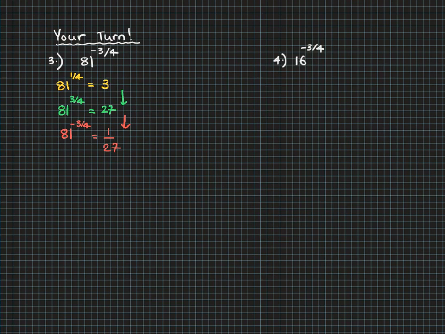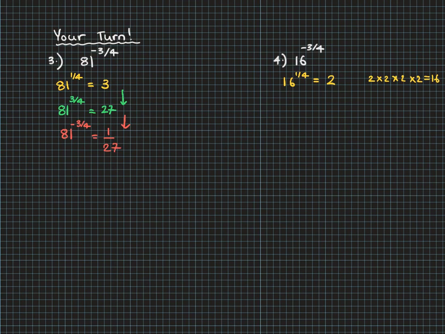Now, turning our attention to question 4, 16 to the negative 3/4. So let's start with 16 to the 1/4, the 4th root of 16. Well, that is 2. Why is it 2? Because 2 multiplied by 2 multiplied by 2 multiplied by 2 is equal to 16.